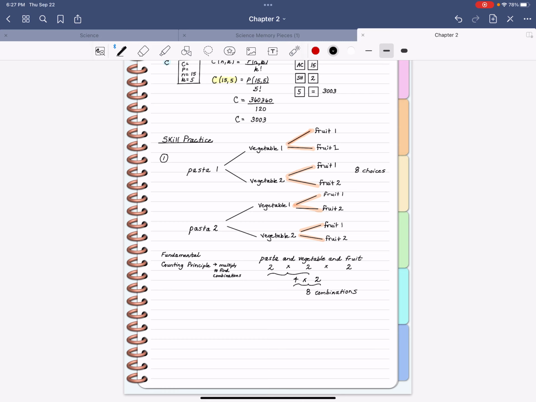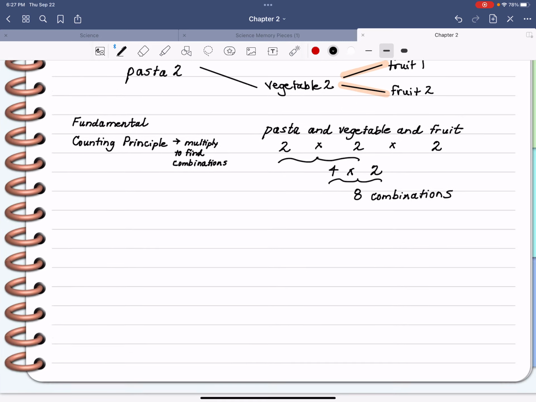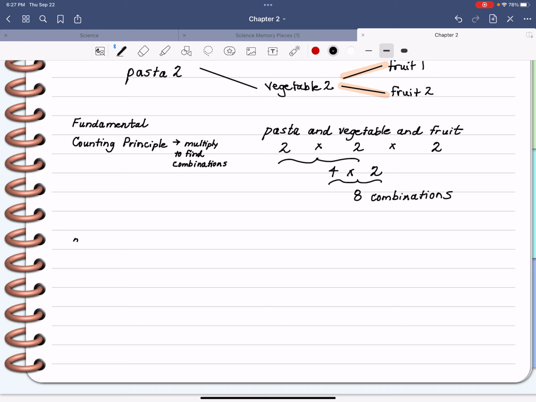Okay, number 2. There are 12 people who are trying to get 3 spots on a school council. Andrew calculates that there are 1,320 different outcomes. Is Andrew correct? Explain.